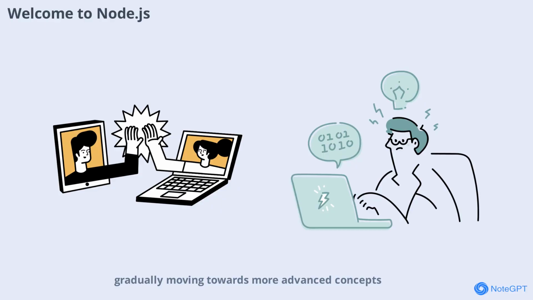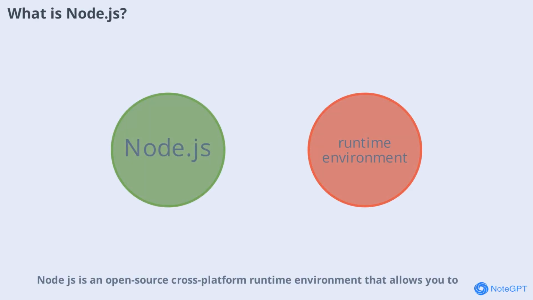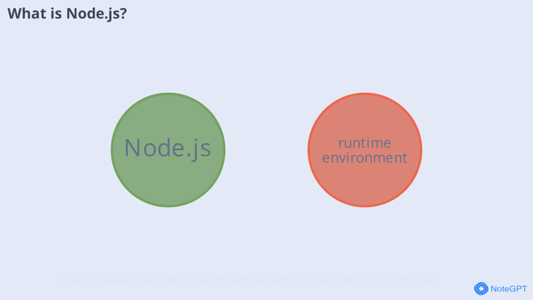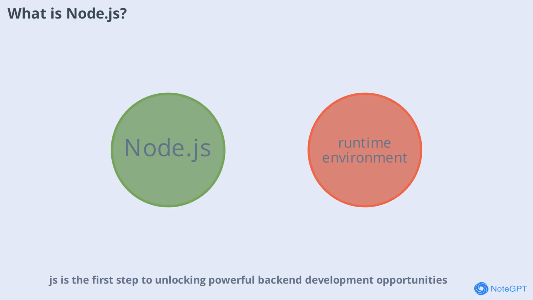advanced concepts. Node.js is an open-source, cross-platform runtime environment that allows you to run JavaScript code outside of a browser. It's built on Chrome's V8 JavaScript engine, making it fast and efficient. Node.js is designed for building scalable network applications, and it's widely used for creating web servers, APIs, and real-time services. Its non-blocking, event-driven architecture is what sets it apart from traditional server-side technology. Understanding Node.js is the first step to unlocking powerful backend development opportunities.